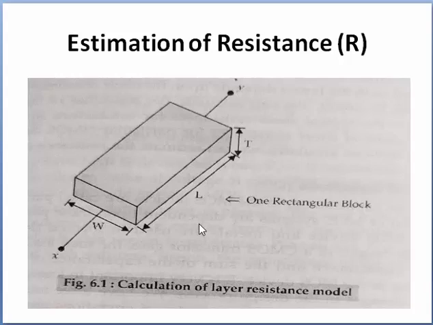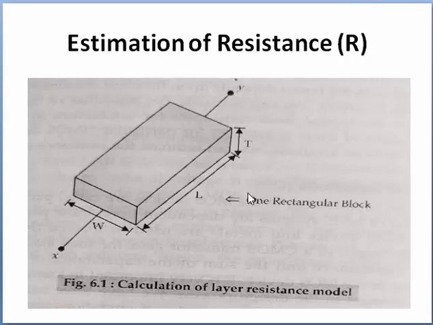As shown in figure 1, the calculation of layer resistance model. Here T is the thickness, L is the length of conductor, W is the width of conductor. So the resistance of a layer depends on the material used, number of locations of the various contacts and the dimensions of the block, as shown in this figure.